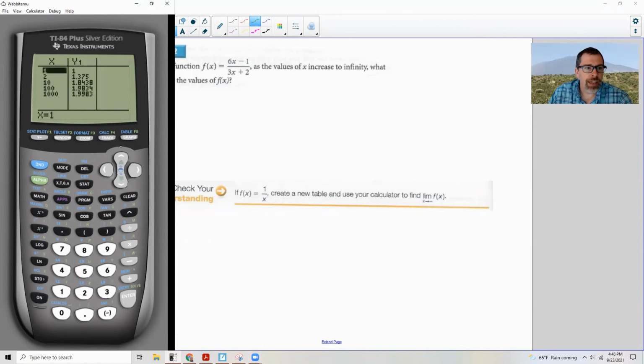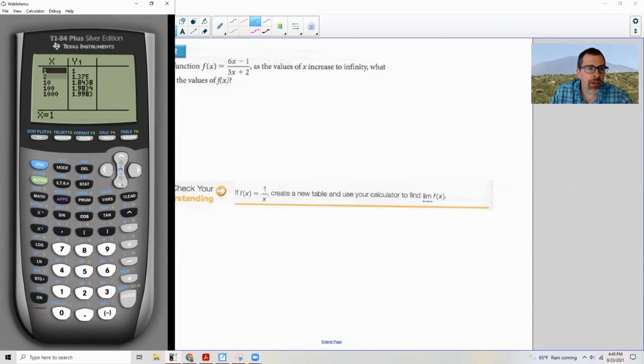So if I hit second graph and I look, 1 was 1. 6 minus 1 is 5. 3 times 1 is 3. Plus 2 is 5. 5 over 5 is 1. Plug in 2, we get 12 minus 1, which is 11 over 6 plus 2, which is 8. 11 over 8 is 1.375. Plug in 10, we get this, and keep going.